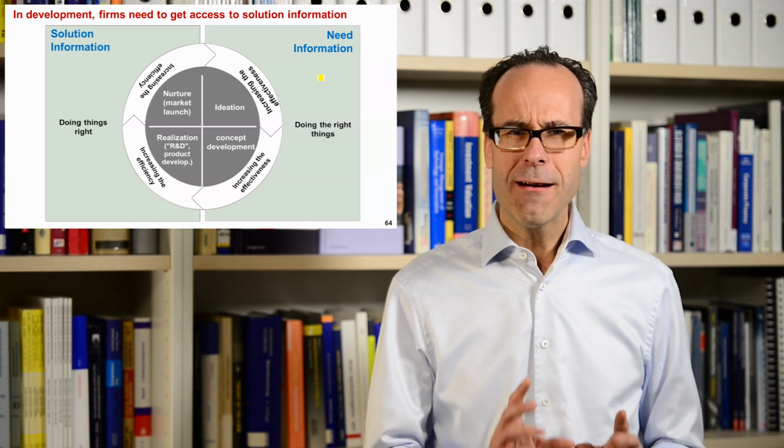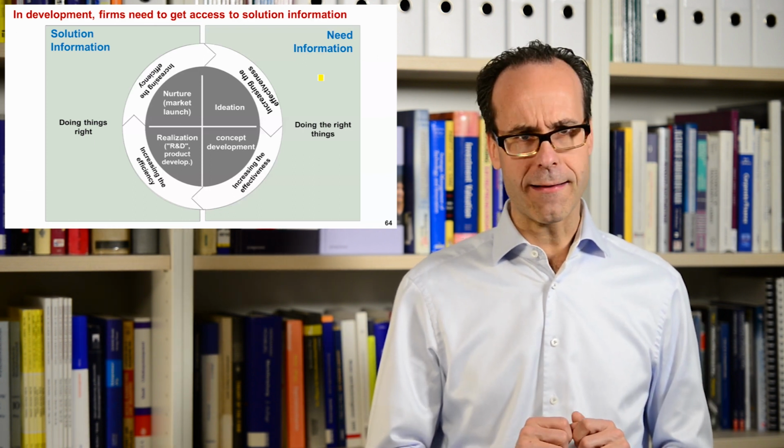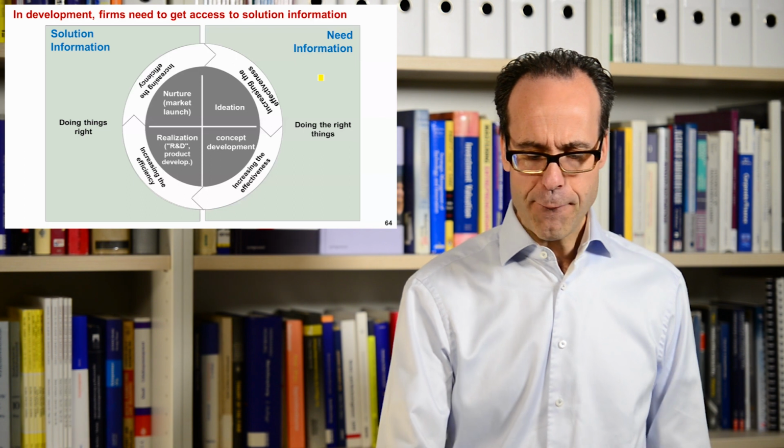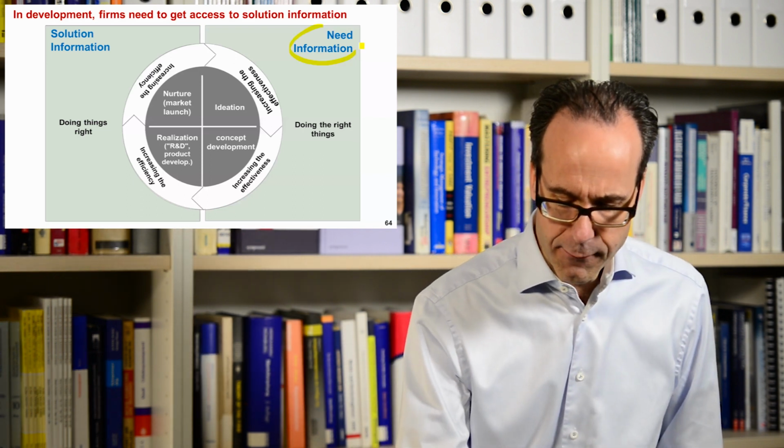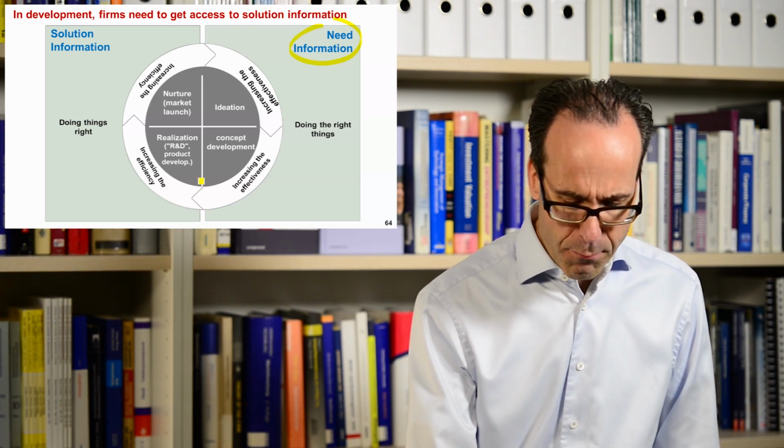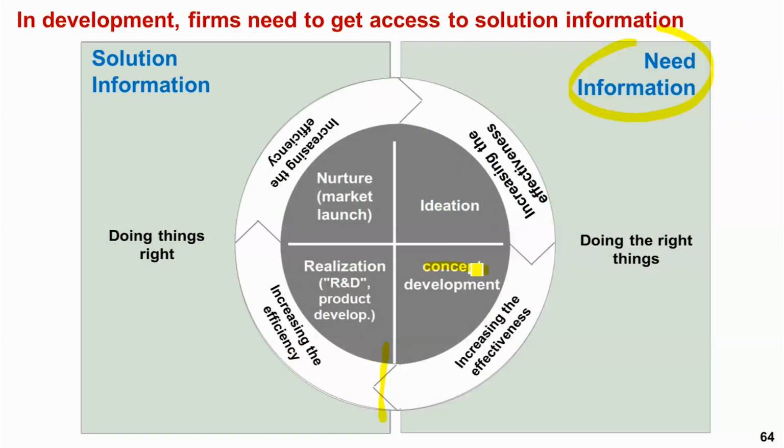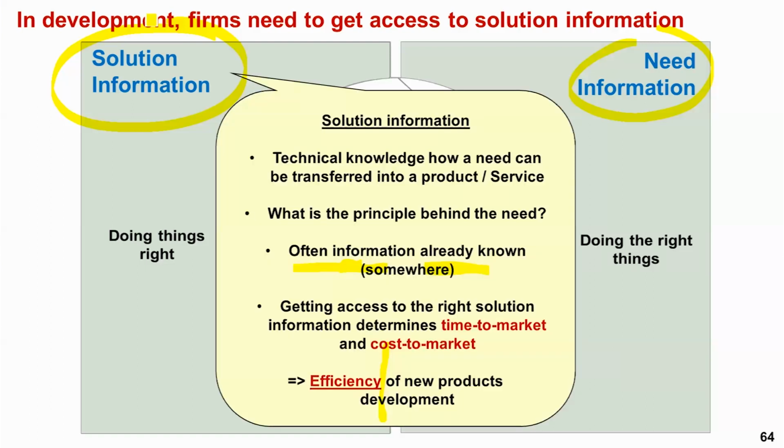But let's say we have a good information process in place and we really got the right access to need information. And we developed a concept that really addresses customer needs. Then, of course, the next stage is to realize it. And this is why we need solution information. Solution information now is rather technical information. It's technical knowledge of how a need can be transferred into a product or a service. It asks after the principle behind the need.